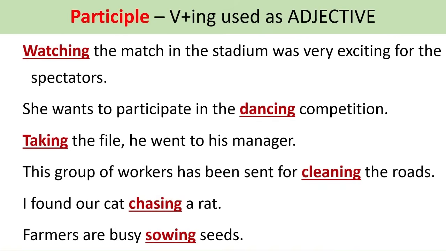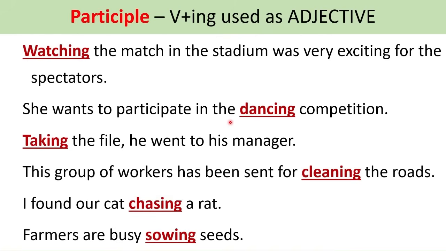Gerund is always a noun function. Participle is always an adjective function. But participle has two types, present and past. Therefore, both are adjective functions, as you will see in these sentences. Watching the match in the stadium was very exciting for the spectators. Watching, immediately followed by noun match. So it becomes an adjective. It doesn't remain a noun because you cannot put noun and noun side by side. Watching and match cannot come in this order if watching is a noun. So here it is an adjective.